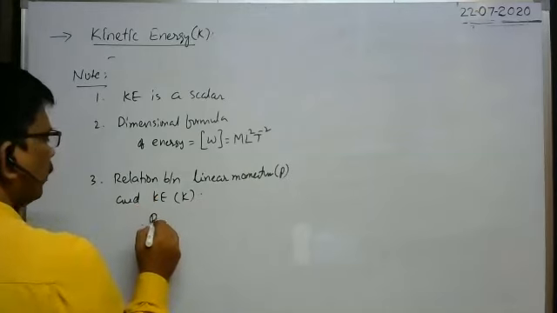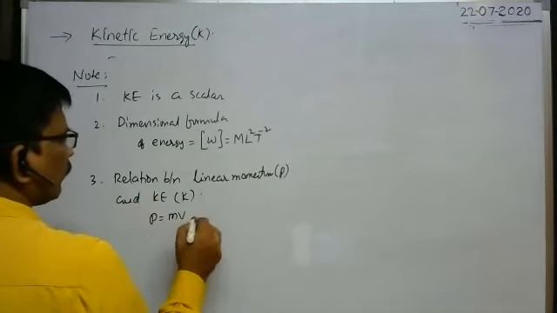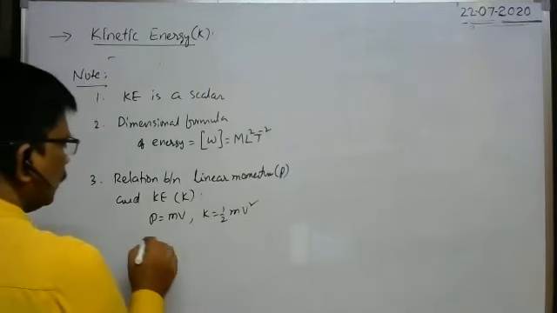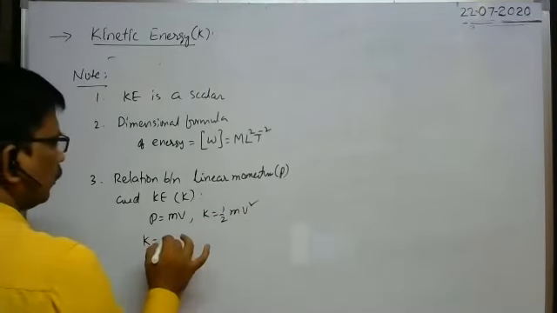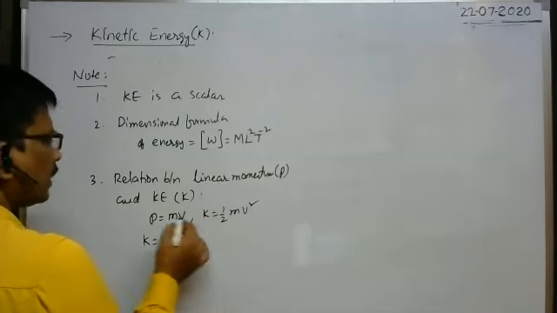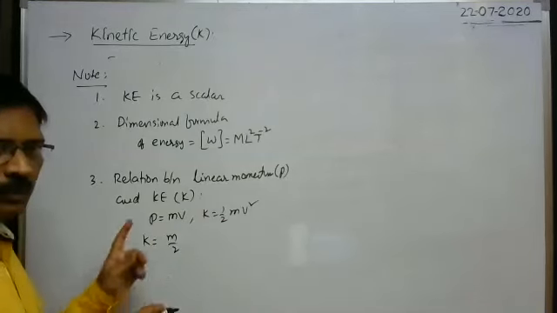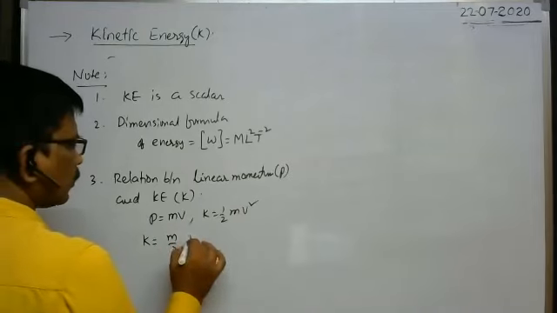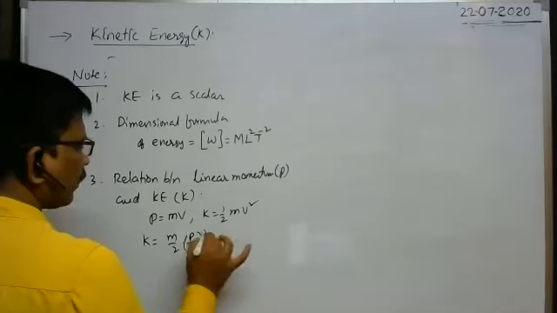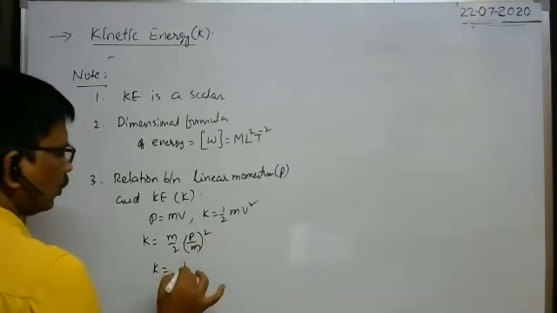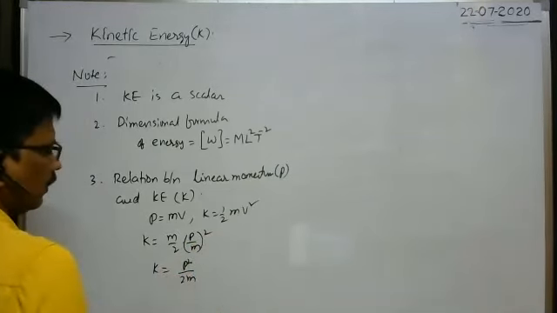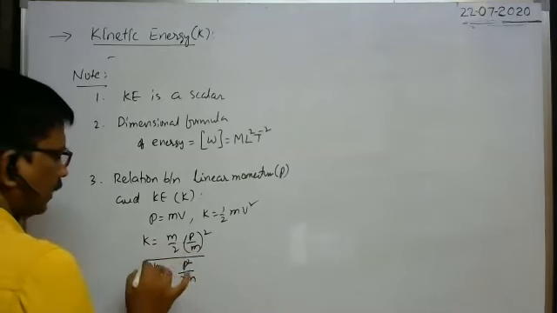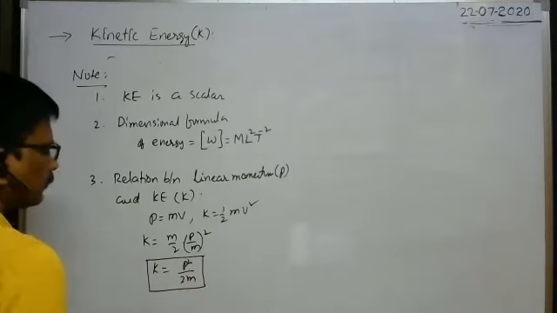You see, momentum p is equal to mass into velocity. Kinetic energy is equal to half m into v square. So kinetic energy K is equal to m by 2 into velocity; from this formula velocity can be written as p by m. Square is there, so p by m whole square. Therefore kinetic energy, after simplification, you will get p square by m square. m square cancels, so p square by 2m. So kinetic energy and momentum relation is this one.